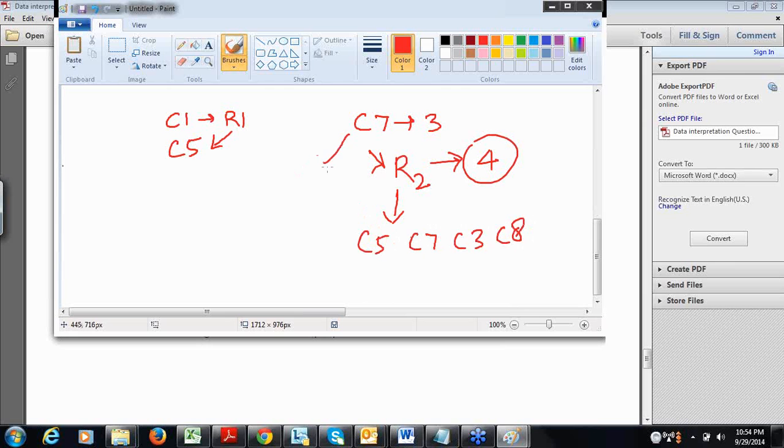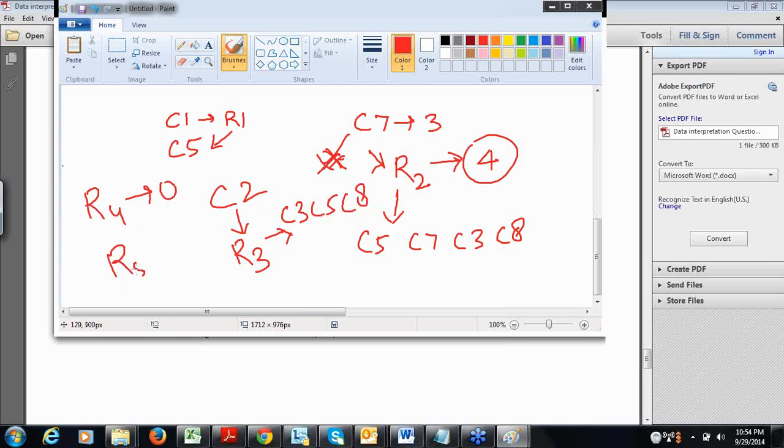Now the same thing holds true for C2 as well. Suppose there is a region R3 which has C2 in it. So other than C2, what all you can have is C3, C5 and C8. And then we have R4 which has 0. Then we have R5 with all those 5: C3, C5, C6, C7 and C8.